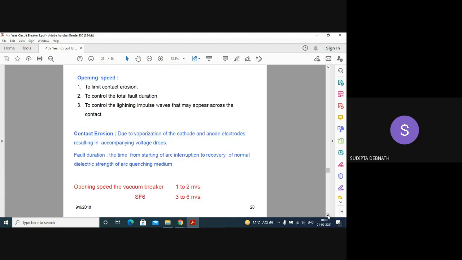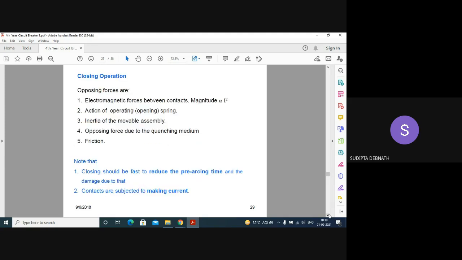Now, opening speed: to limit contact erosion, to control the fault duration, and to control the lightning pulses or waves that may appear across the contact. So the contact should operate at some optimized speed. Why contact erosion comes, and the fault duration, is the time from arc interruption to recovery of normal dielectric strength of the arc quenching medium. Some typical opening speeds of oil and SF6 circuit breakers are given here.